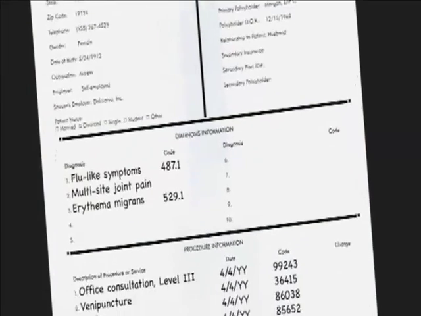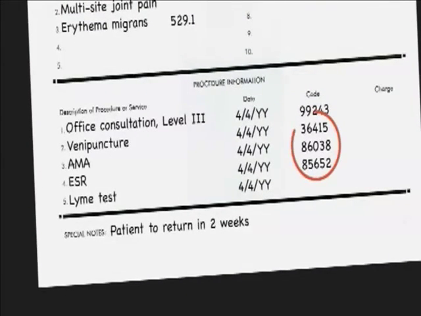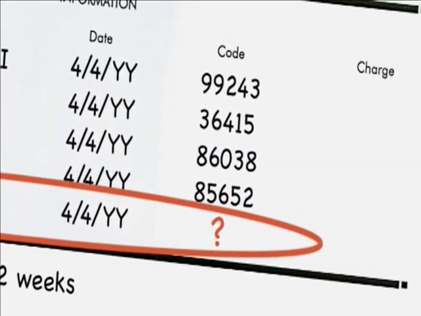For example, this physician selected the code for venipuncture and a number of specific blood tests. However, the physician did not select a code for the test for Lyme disease. Therefore, the medical assistant must find the code by referring to the pathology and laboratory section of the manual.